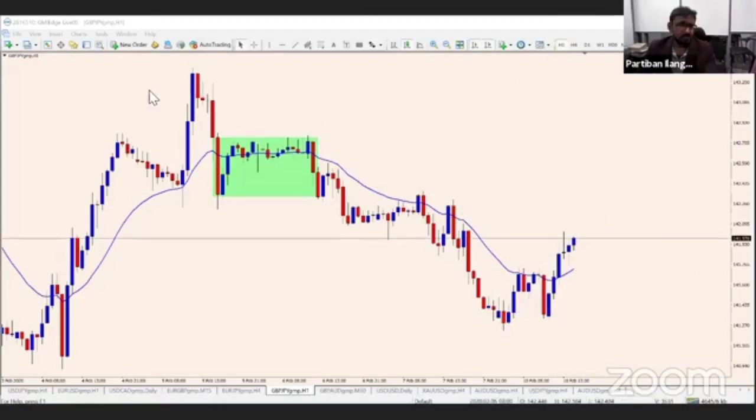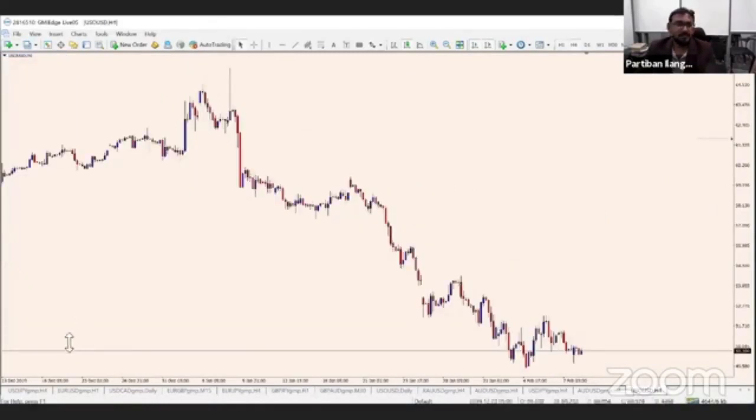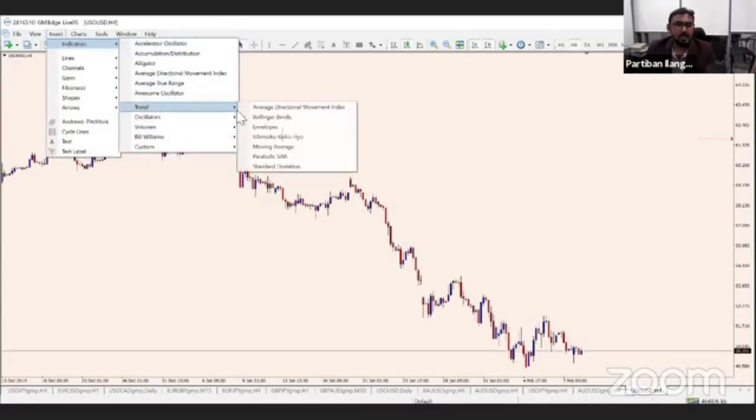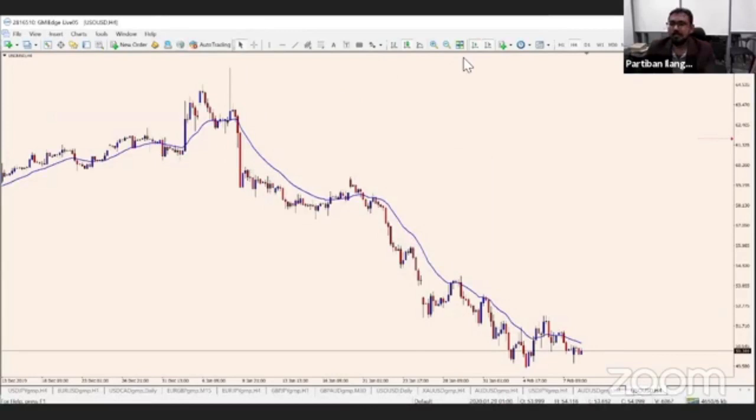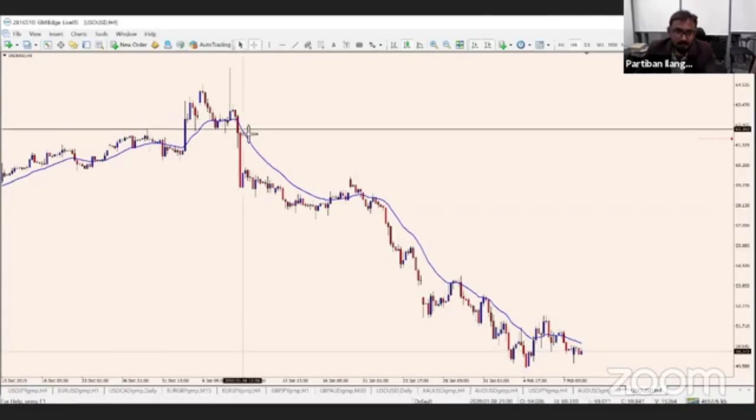Let me show you another example. Oil, yeah, oil is good. Indicator, trend, moving average. Yep. Now we see the moving average over here. The average price. Okay, let's see. Is this really 20 candles? Yeah, this is 20 candles.